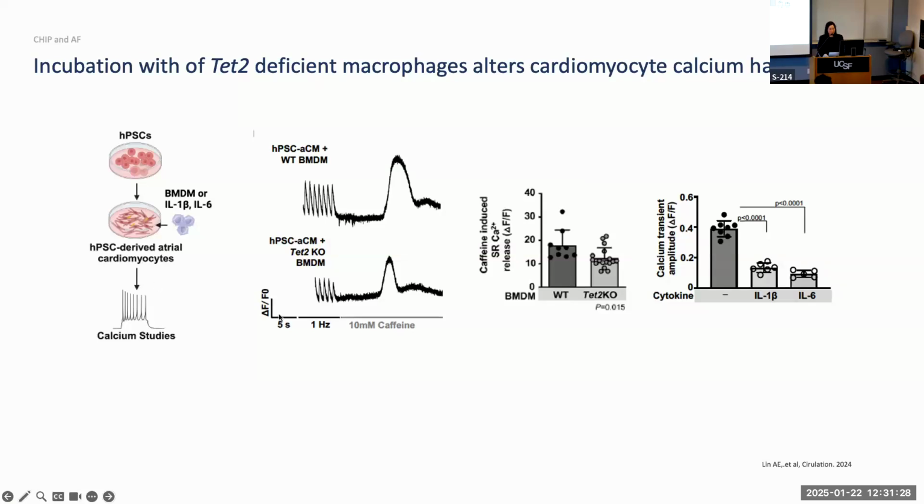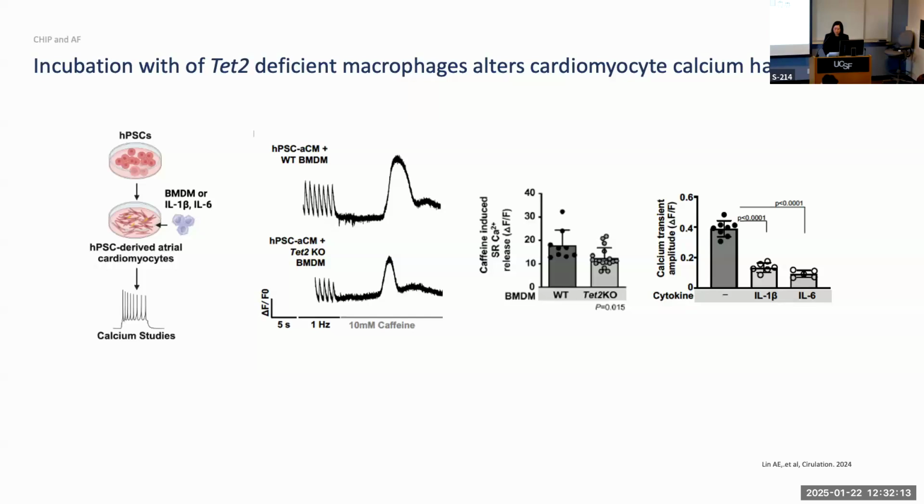And again, we repeated calcium studies, and we see a decrease in the calcium release upon stimulation with caffeine. And then this is the quantification of that, both the calcium release and also a decrease in the calcium transient amplitude. This actually shows us that we can recapitulate this if we add cytokines. So is it the interaction of the macrophage alone, or is it the release of pro-inflammatory cytokines? When we incubate our cardiomyocytes, without any macrophages, with IL-1 beta and IL-6, we do see a decrease in the calcium transient amplitude as well.